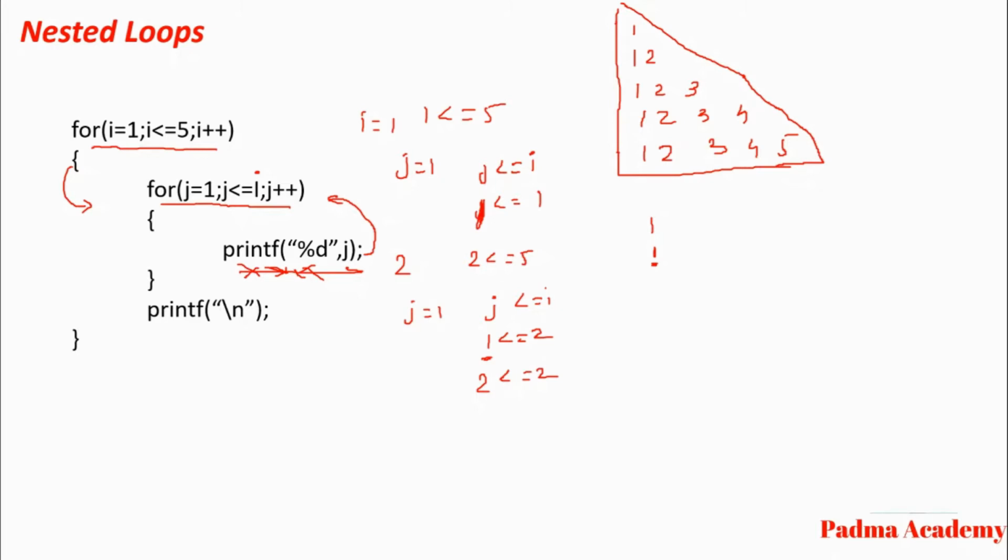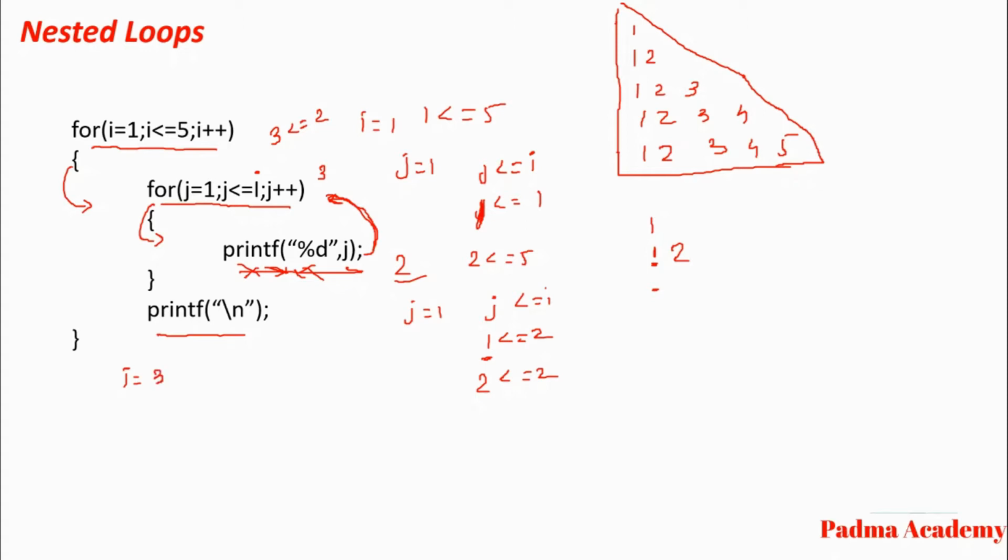Then it will again execute this for loop, then it will print the value 2. Then again the value of j will be incremented, the value of j will become 3, and it will check is 3 less than or equal to i, that is value of i is 2, is 3 less than or equal to 2, false. Then it will move towards the printf \n, then the cursor will move to the next line. Similarly, the i value will be incremented, the i value will become now 3.